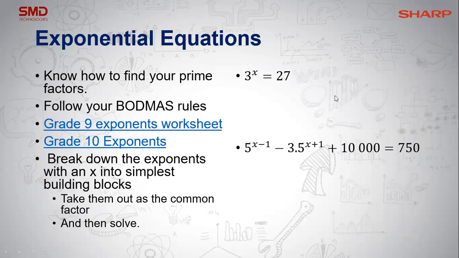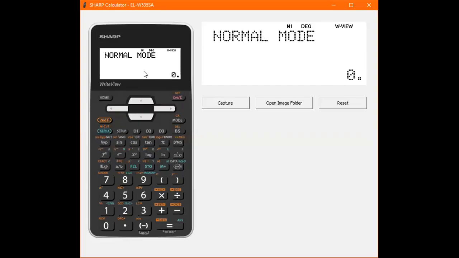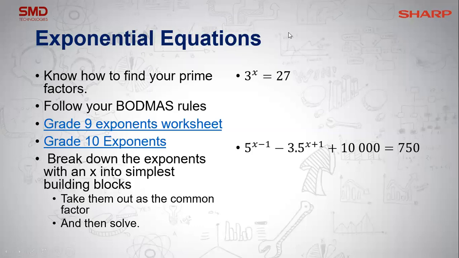So then with the exponential equations, you need to know how to find your prime factors. So I just want to show you a very nice shortcut on your calculator. So if we were looking for the prime factors of 27, what we would do is just type in 27, press equals, and say second function and p fact. Okay, and then we get 3 to the power of 3. Now, we can solve that very quickly. So what we'll have is 3 to the power of x is equal to 3 to the power of 3. And so we know when the bases are the same, my exponents are equal. Okay, in other words, x is equal to 3.